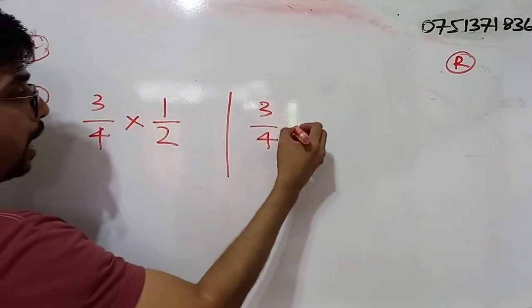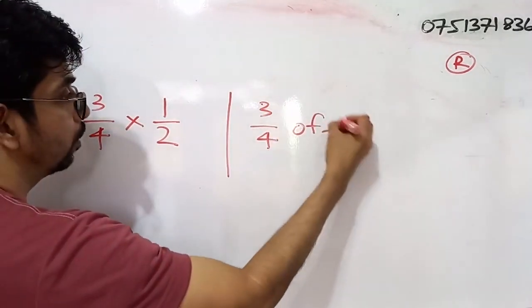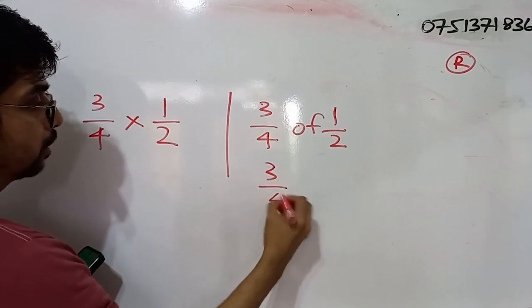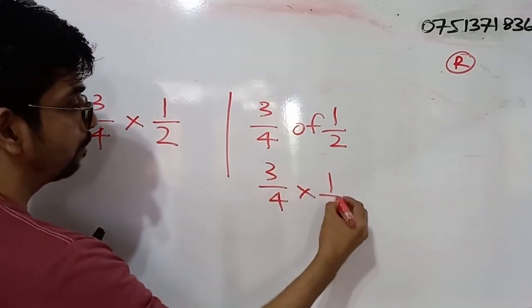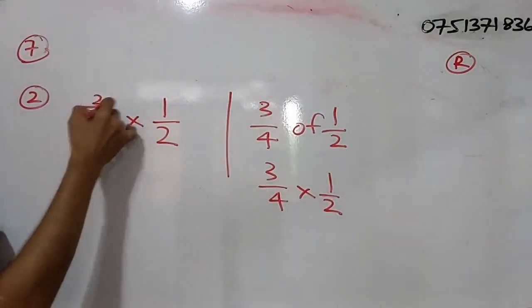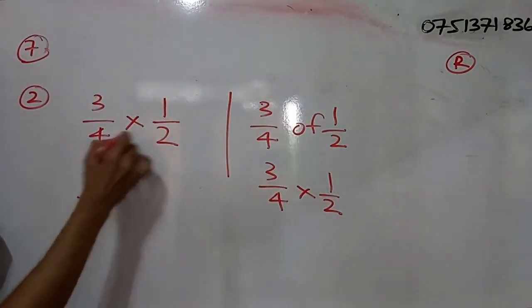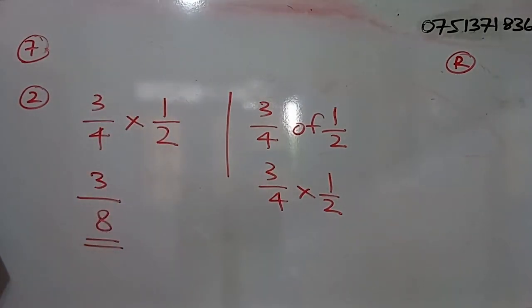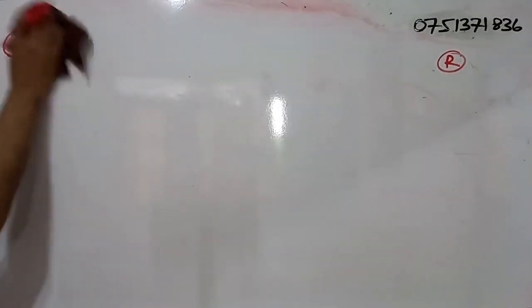If we take half of 3 by 4, we know that we arrive at the same thing. 3 by 4, we have to multiply by half. So 3 times 1, that is 3. 4 times 2, that is 8. So the answer is 8 by 3. Right.